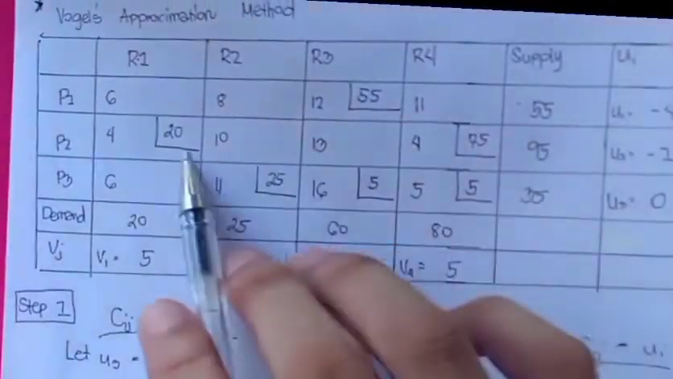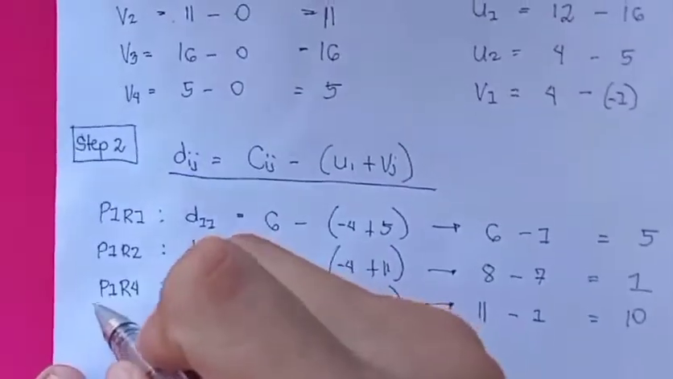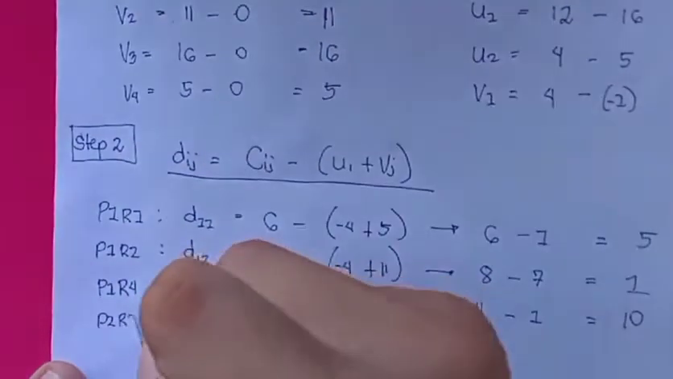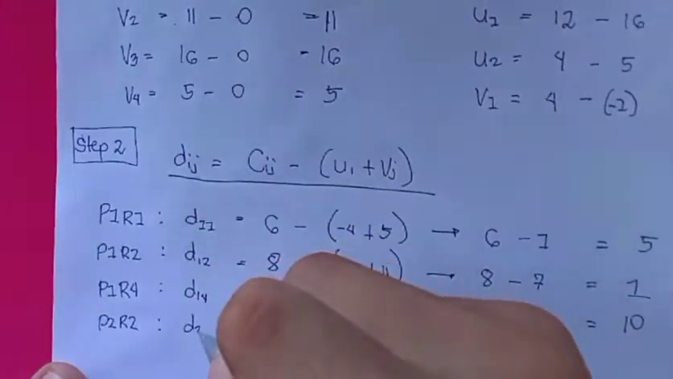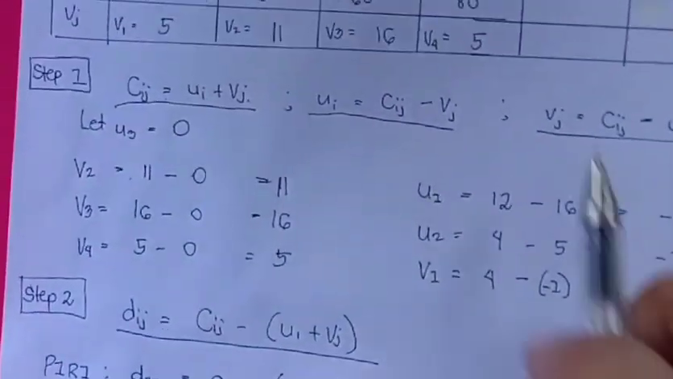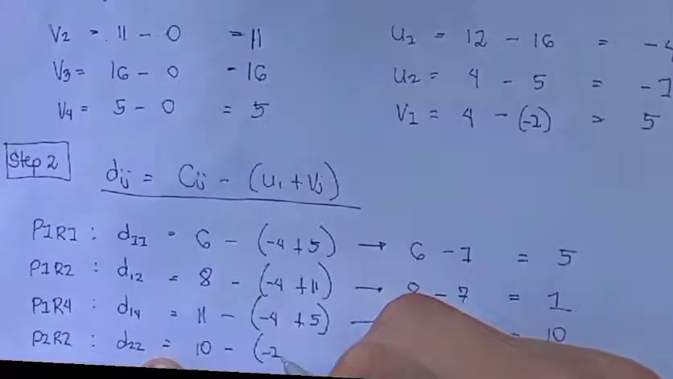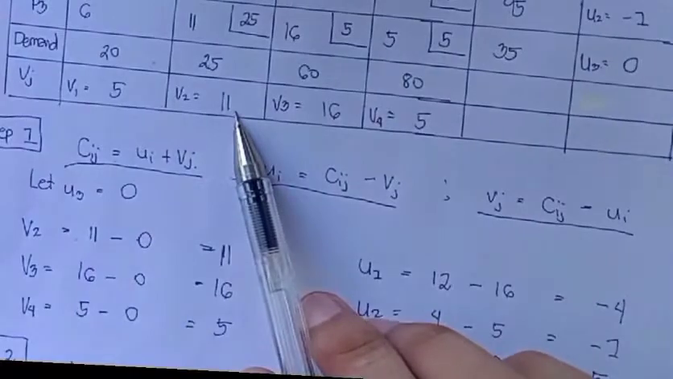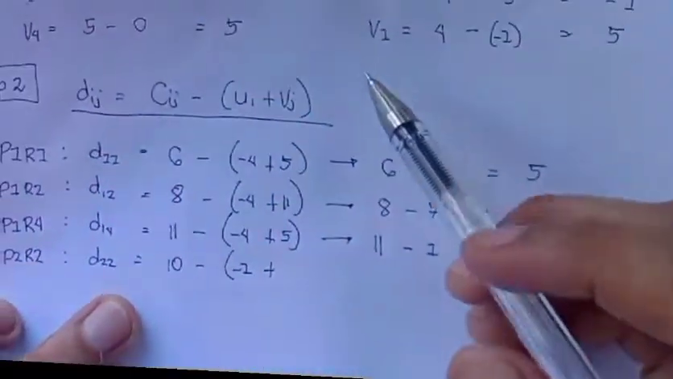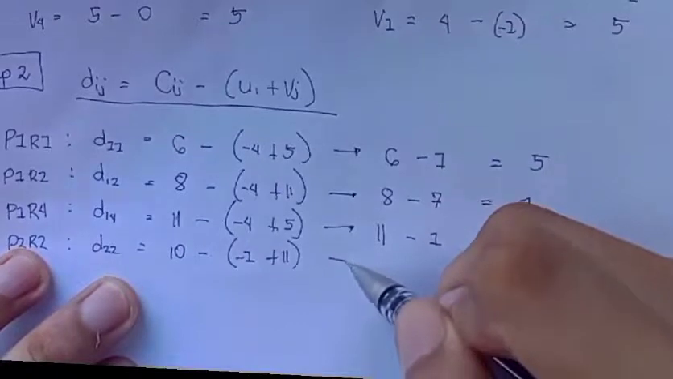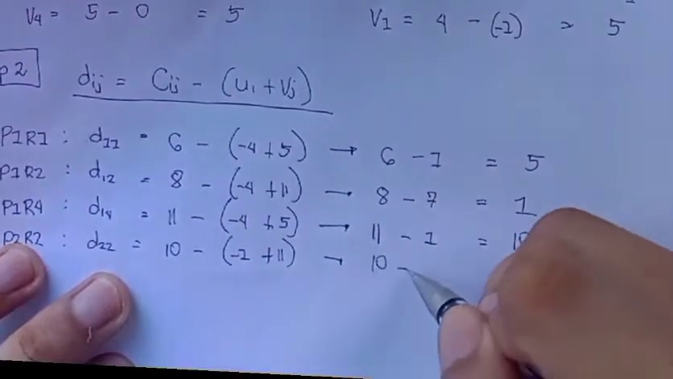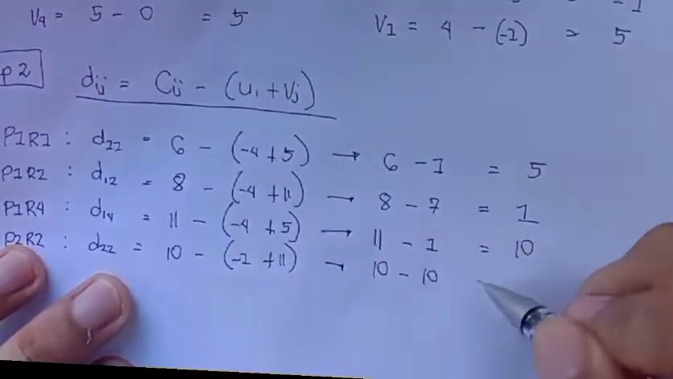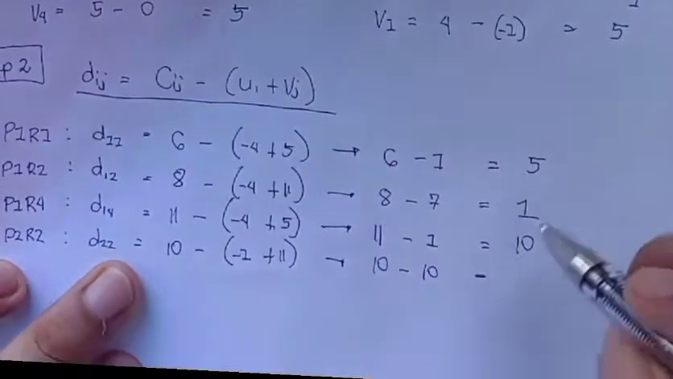Next, unoccupied cells here in P2R2, also known as D22, is equal to the Cij, which is 10, minus the Ui, which is negative 1, plus the V2, which is 11. So 10 minus negative 1 plus 11 is 10. So our D22 is 0.